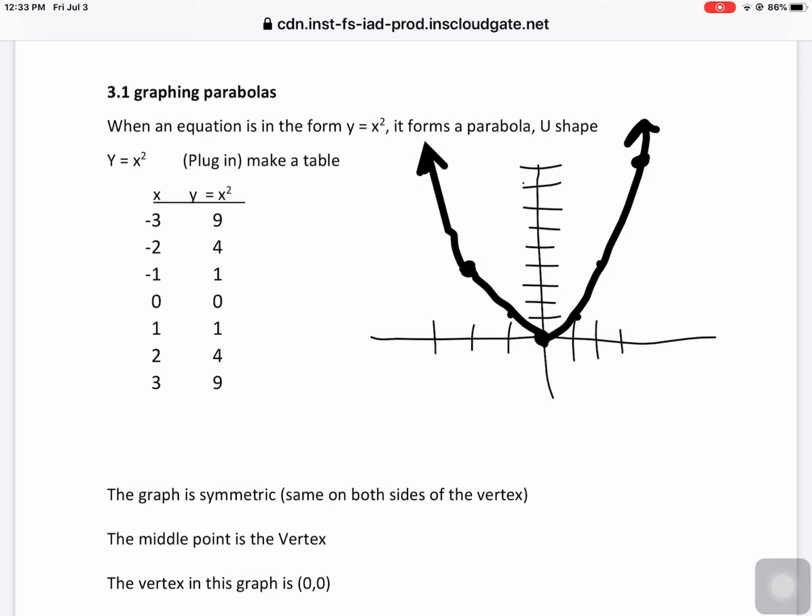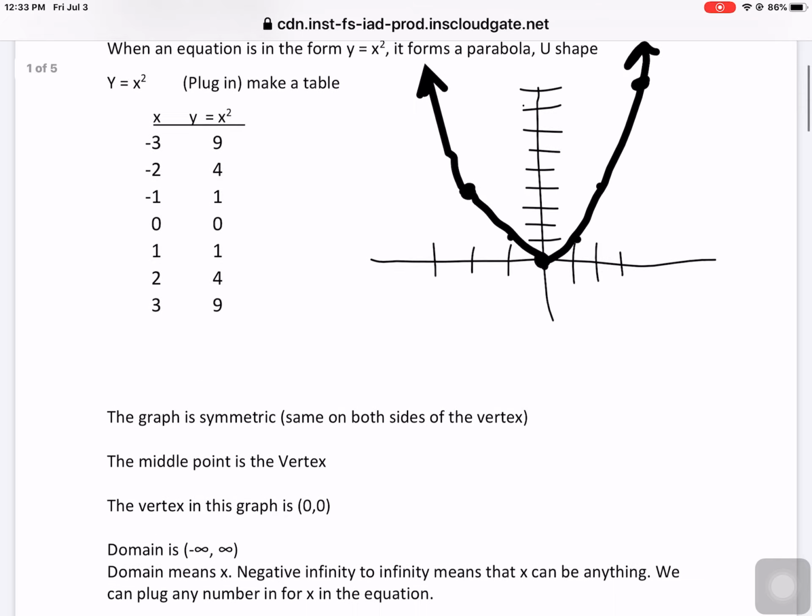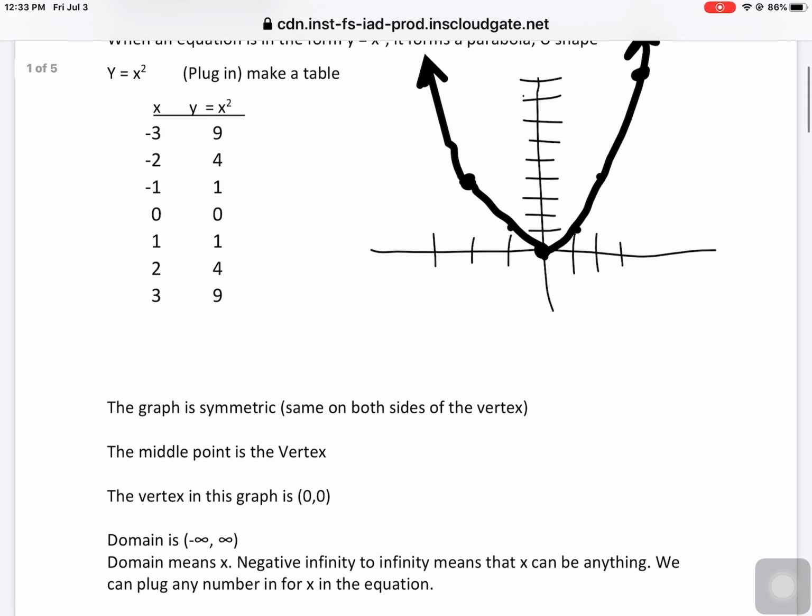Okay, so now we're going to look at our graph and talk about a few things. The graph is symmetric, which means the same on both sides of the vertex. The middle point is the vertex. The vertex in this graph is 0, 0. The domain means x. The domain for this graph is negative infinity to infinity. What does that mean? That means we can plug in any number for x in the equation.